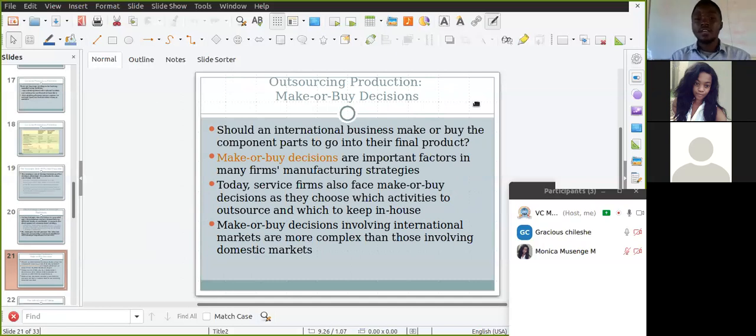Like I said, you as a business might be producing from raw materials to final product, or there are some components which you need to buy. So now these are some decisions you need to ask yourself. Are you going to make those components, or maybe you just buy those components? Today service firms also face make or buy decisions as they choose which activities to outsource and which to keep in-house. Make or buy decisions involving international markets are more complex than those involving domestic markets.